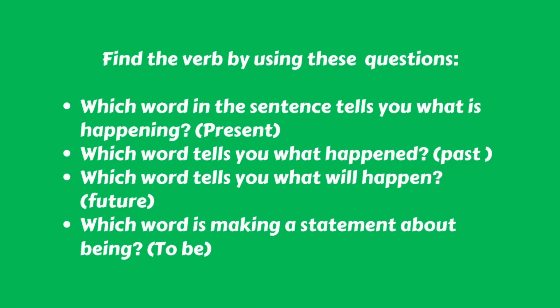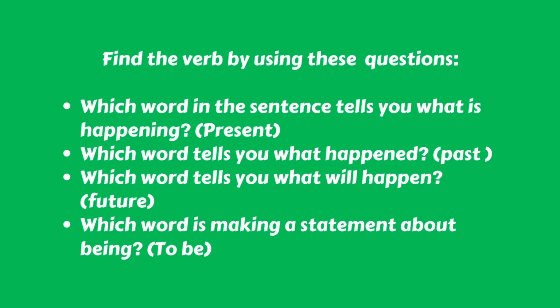To find the verb is not difficult. We can use the following questions. Which word in the sentence tells you what is happening? What happened or what will happen? In other words, what is happening now? What happened before now? Or what will happen after now? And finally, there is also which word is making a statement about being. That statement about being is to be angry, to be happy, to be sad. Brian is sad. That's a statement about being.